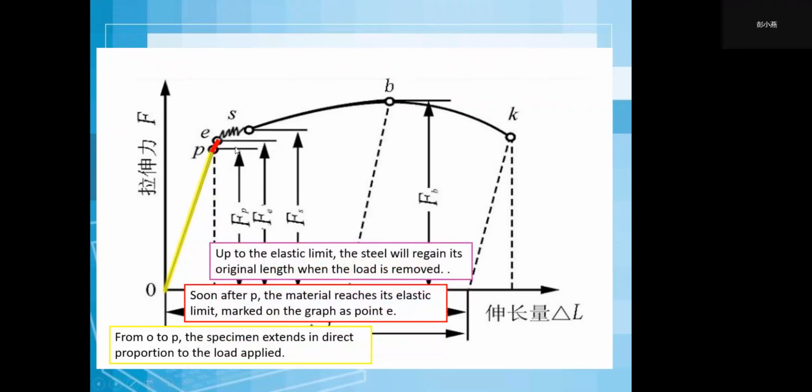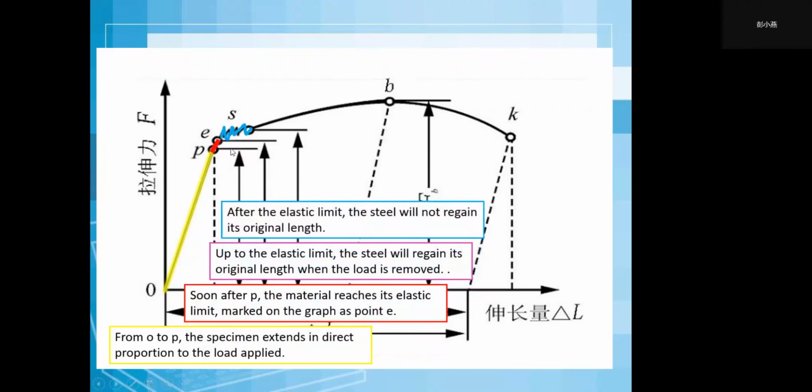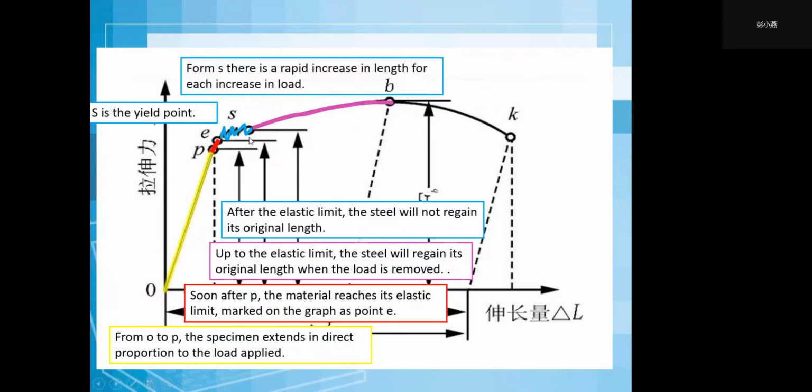And E is the elastic limit. Up to the elastic limit, the steel will regain its original length when the load is removed. Okay, and after the elastic limit, the steel will not regain its original length. And this point S is the yield point. And from S to B, there is a rapid increase in length for each increase in load.